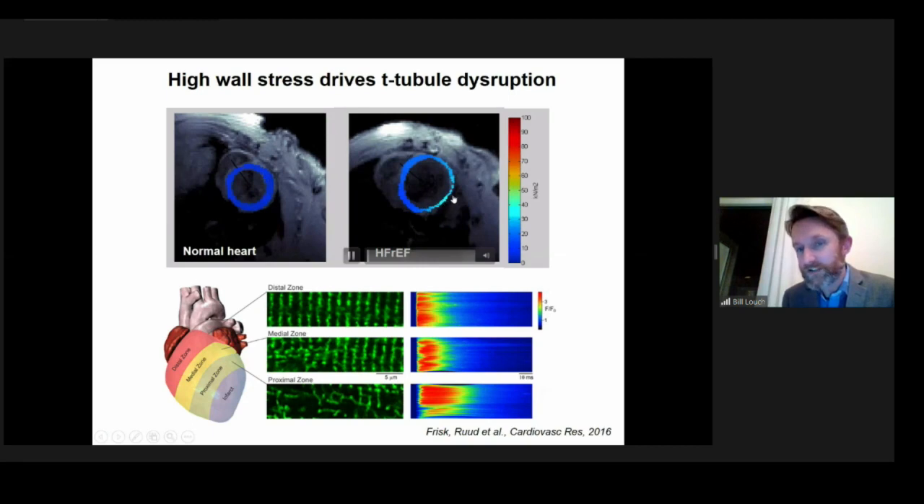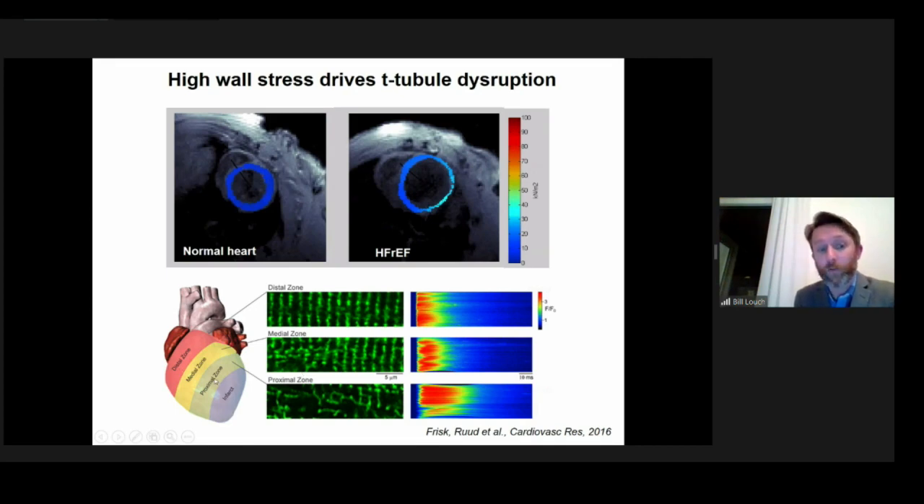Here's where there's an infarction, this very thin region here. So the ventricle dilates, that increases the wall stress, but it's especially high here close to the infarct where the wall tapers down towards the very thin scar. And we could see, if we look here, what we call the proximal zone next to the infarct, it's here that the T-tubules were most markedly disrupted, and also the calcium release was most desynchronous.